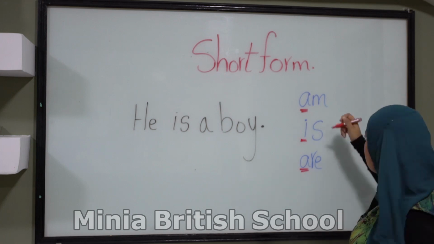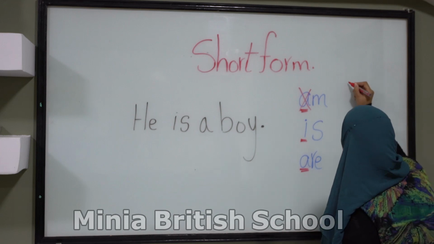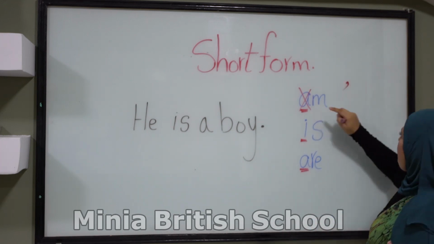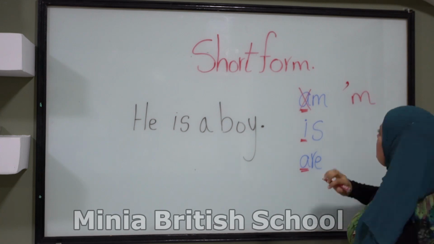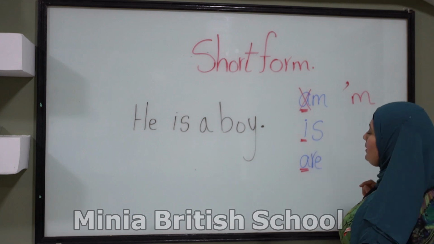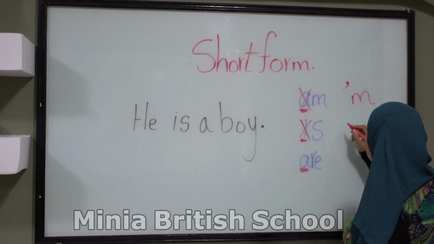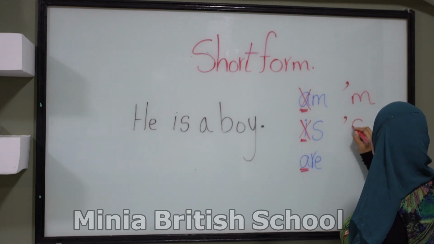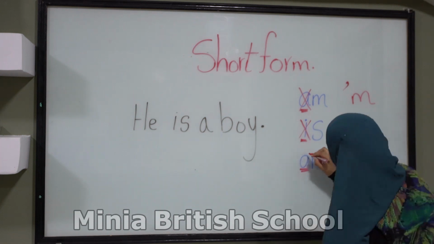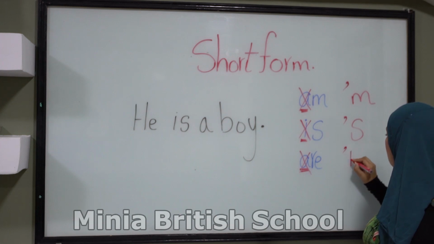I will omit it. So I will X. And what will I do? I will put apostrophe. Then I'll complete. So am will be 'm, is will be 's. What will I do to make the short form? I will omit the first letter and put apostrophe. The last one, what will I do for the short form? I will omit the first letter and make apostrophe.